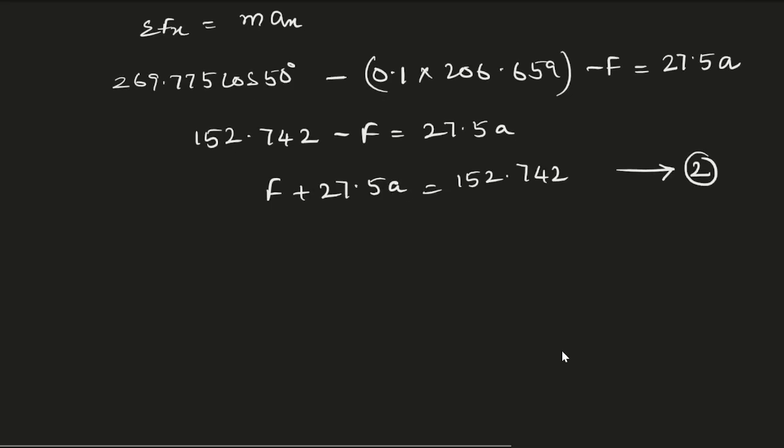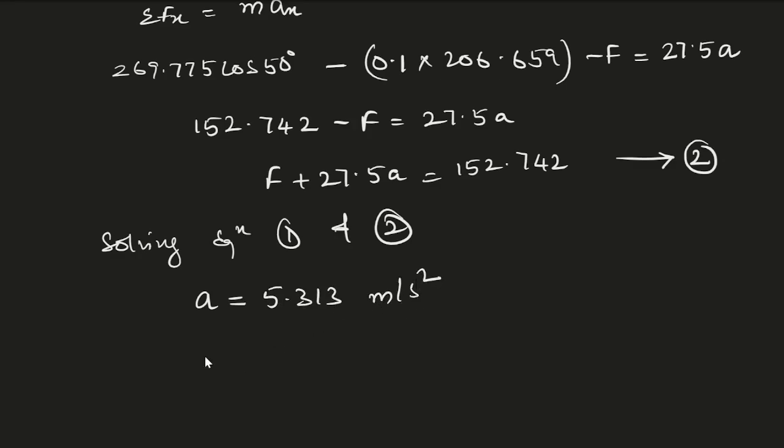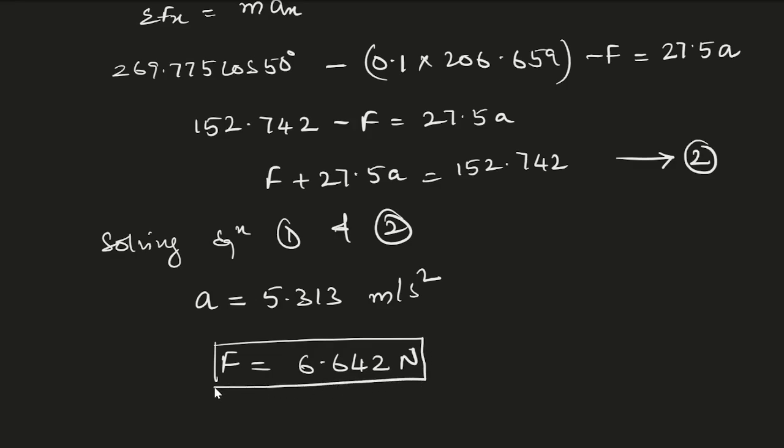So we have to solve equations 1 and 2. Solving equations 1 and 2, you can put them in the calculator, and the value of acceleration will be 5.313 meter per second square, and the force between the two blocks, F, will be equal to 6.642 Newton. So this is our required answer, the force between block A and block B, or mass A and mass B.